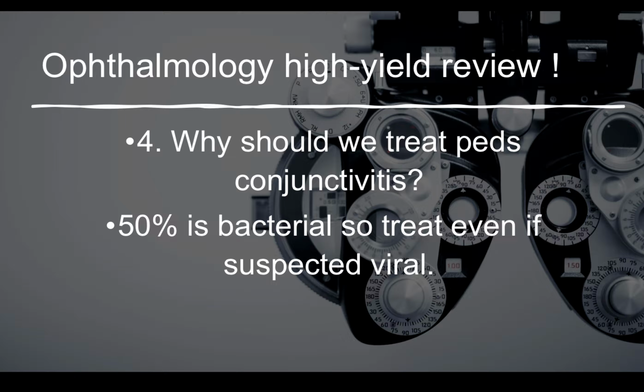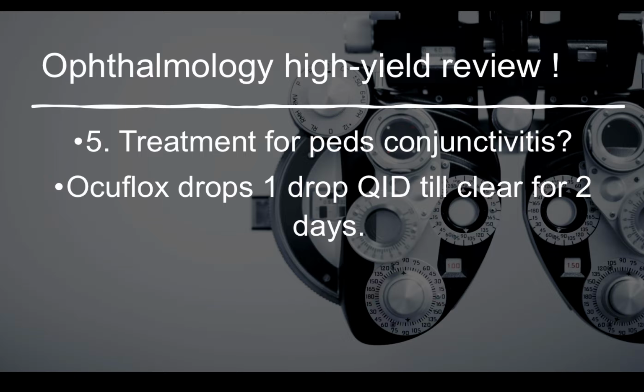Treatment for pediatric conjunctivitis. So that would be Ocuflox drops, 1 drop 4 times a day till clear for 2 days. So in the question stem, they can actually tell you they're going to treat it with Ocuflox drops, and they're going to ask you for how long do you treat it. Till clear for a day, 2 days, 5 days, 7 days. The answer is till it's clear for 2 days.